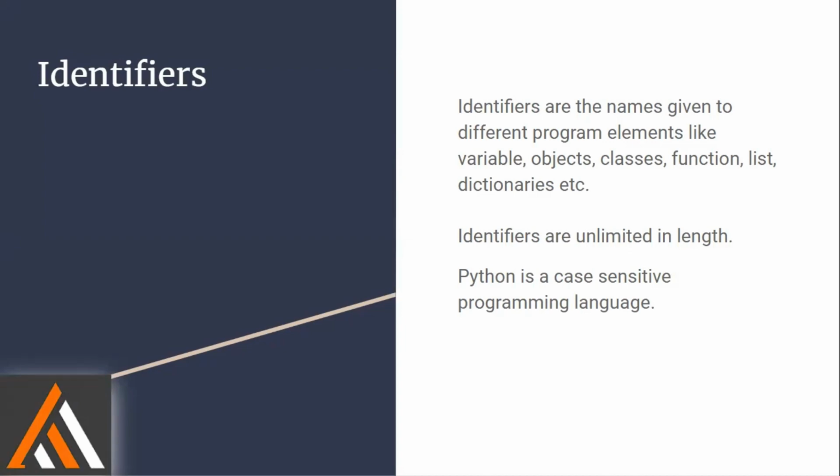Identifiers are the names which are given to different elements of a program, like variables, objects, lists, dictionaries, whatever you are going to create in the program. A program requires identifiers, which help Python to know what the user defined elements are. So we'll go ahead and see how we are going to define an identifier. We need to follow several rules.